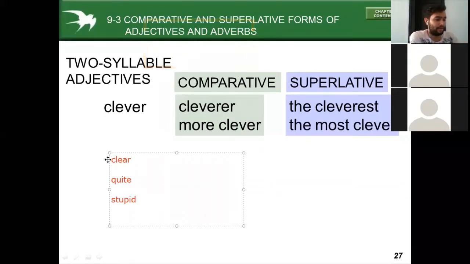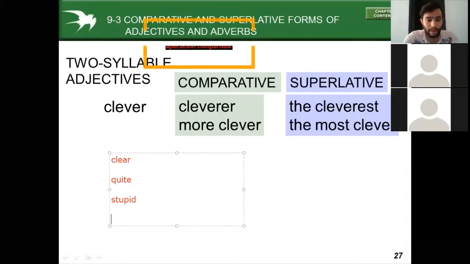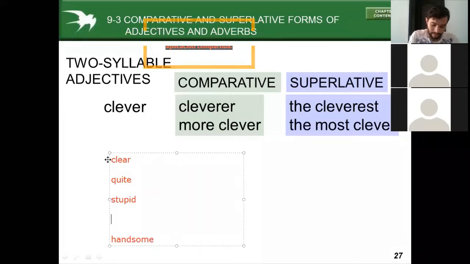Let me check it out on my notebook because I forgot. I'm forgetting one. And the other one, we got another one here, handsome. Let me see, let's come on.